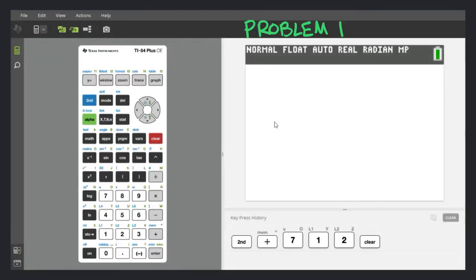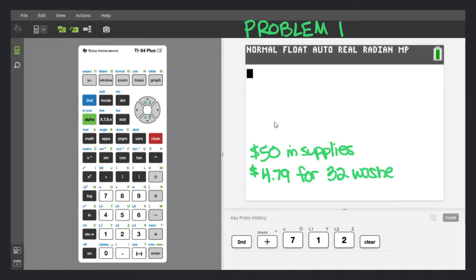Problem 1, setting up the problem. So you decide to start your own business of washing dogs, not cats. Yeah, I don't think that'll work out. First, you purchase $50 in supplies, so buckets, towels, hoses, etc. And when you buy a 32-ounce bottle of shampoo for $4.79, the label says that it will wash a dog 32 times. How convenient. So we're just working through these first 3 questions.